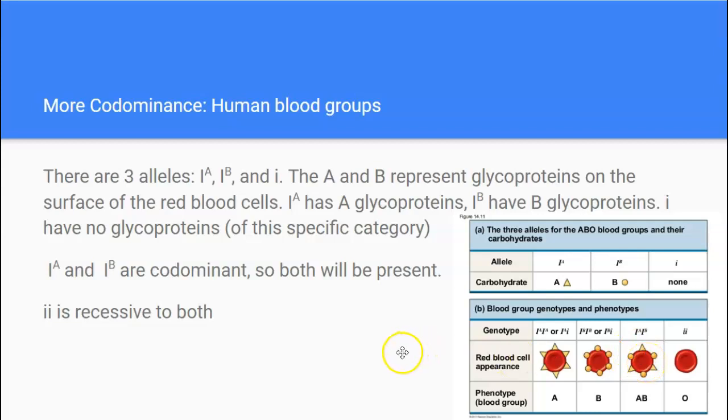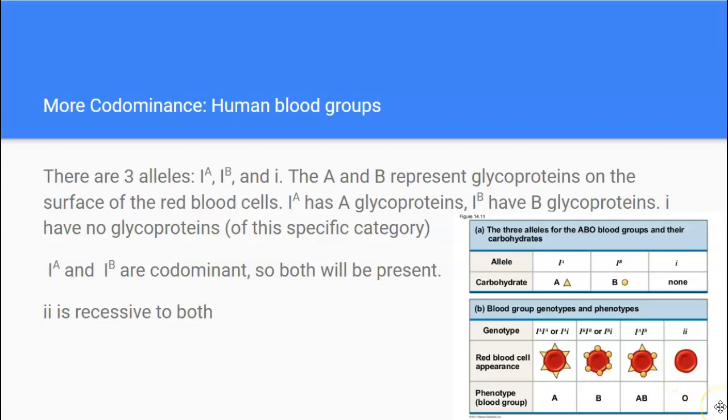Or if there are no glycoproteins on your surface, that's what this would look like. And so when you hear someone has type A blood, that means they have type A surface markers on their blood cells. If someone has type B blood, they have B surface markers. If they have AB, they have both. And if they have O, then they have none, okay?